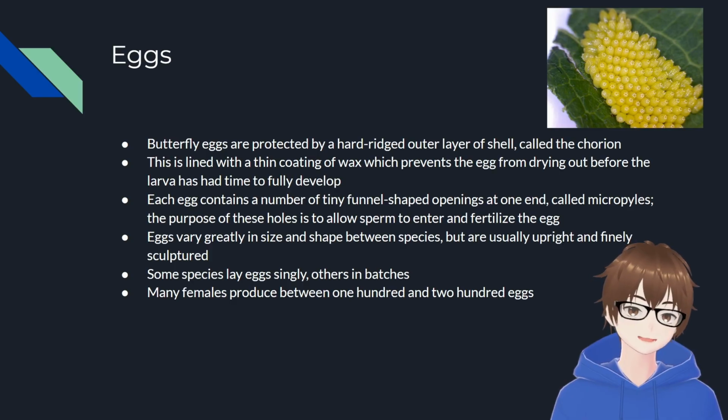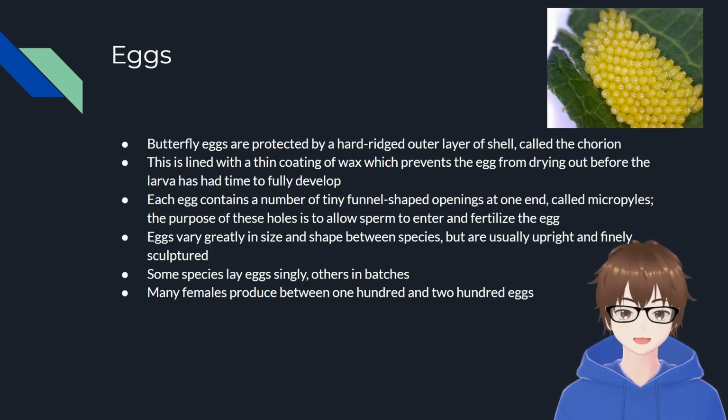Eggs vary greatly in size and shape between species, but are usually upright and finely sculptured. Some species lay eggs singly and others in batches. The picture above, of course, is of batches. Many females produce between 100 and 200 eggs. So they can usually produce a lot of eggs, but most of the eggs do not end up surviving. Some eggs might not hatch, and other times they might hatch, but the larvae will die or be eaten.